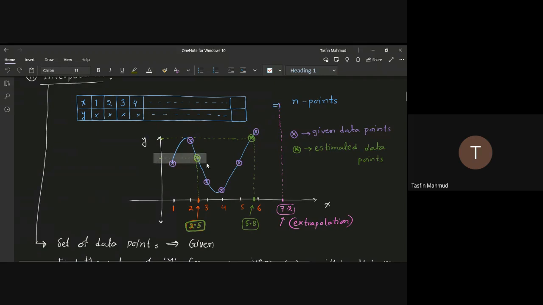Similarly, we have data for x equals 5 and x equals 6, but we don't have the data for x equals 5.8. So we can apply the idea of interpolation to find any value in between our given data points.